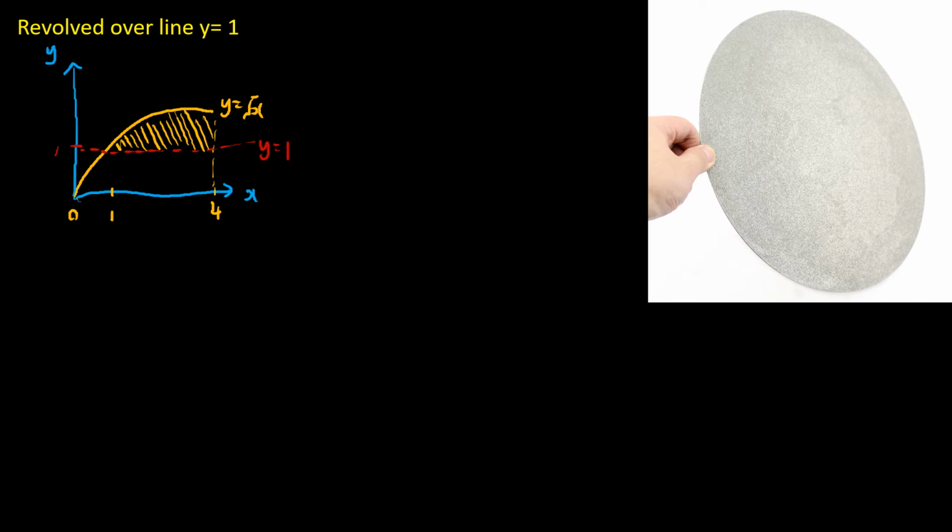Alright, now in the second example, the shaded part over here is going to revolve over the line y equal to 1. Now how are we going to do this? The same thing: in order to revolve over the line y equal to 1, we are going to draw a line at y equal to 1, which is the red line over here. Then you need to imagine the shaded part revolving over this line.